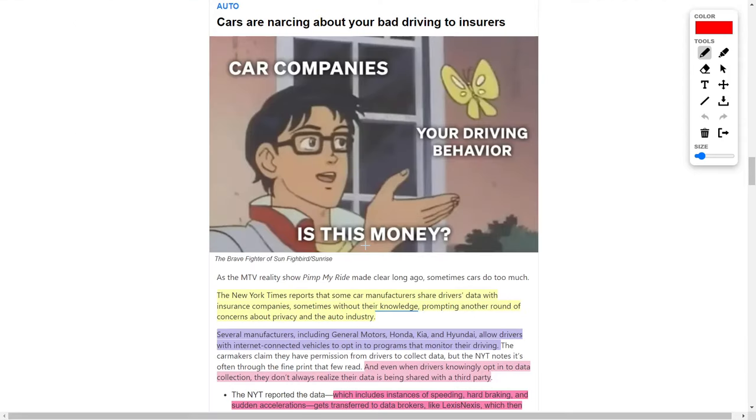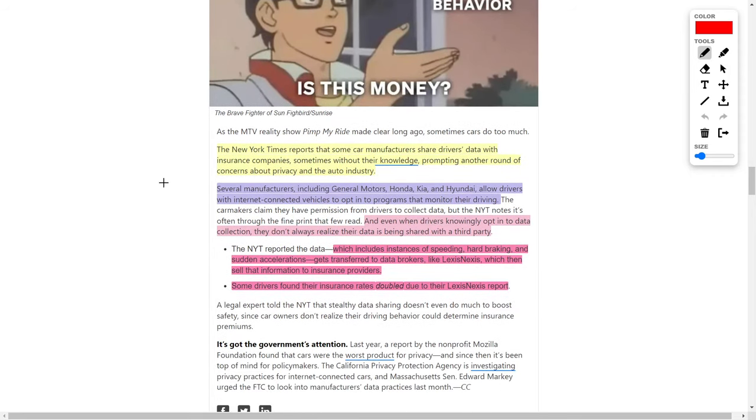Next up, let's talk about an intriguing story regarding insurance providers that are traded on the public stock market, as well as vehicle manufacturers, which are also publicly traded. And here's what I mean. Recently, a New York Times article reported that some car manufacturers share drivers' data with third parties as well as insurance companies. And the worst part is that this is sometimes done without the driver's knowledge. This has actually prompted some concerns about the privacy issues in the auto industry.